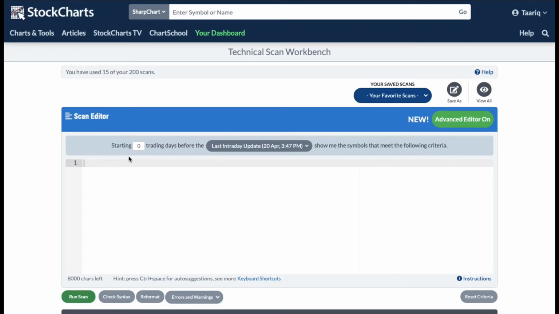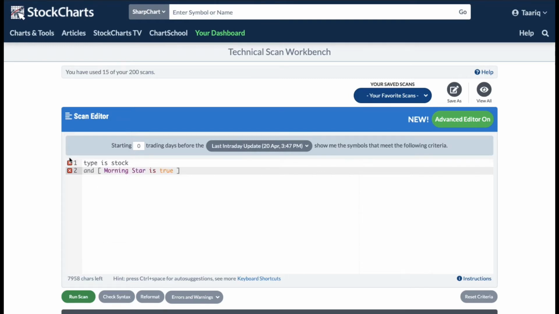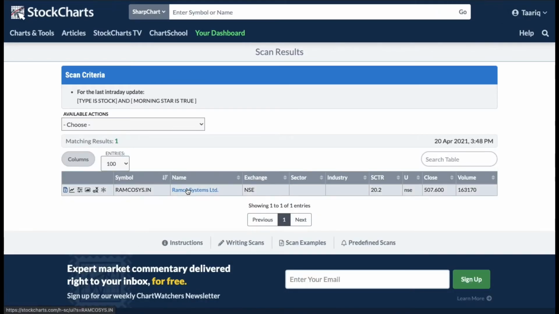So here we're going to do type is stock, and the morning star is true. So I'm quite sure it's exactly the brackets. So we go ahead and run this, and we have one example.